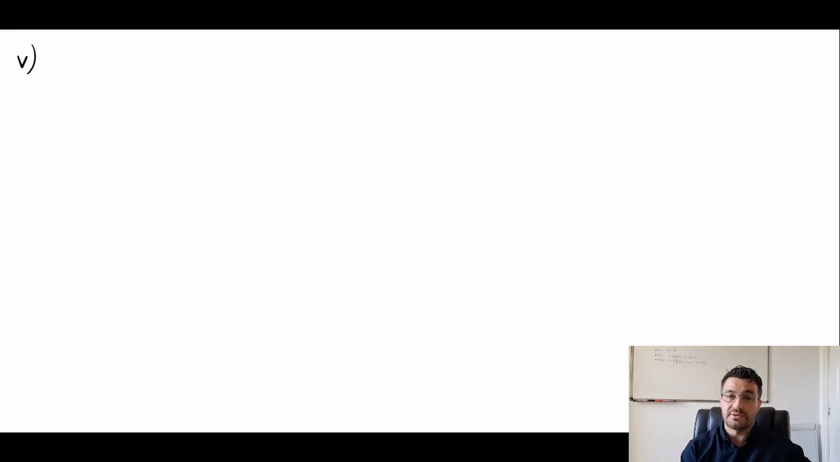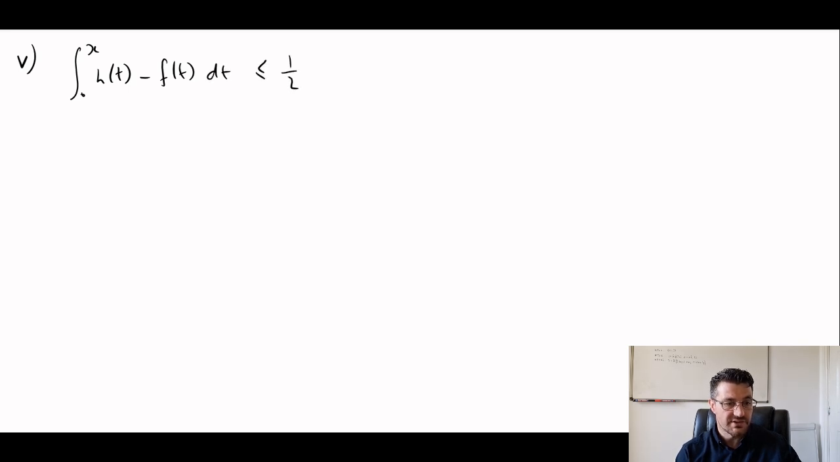You might be able to find it out if you are able to use other properties of exponentials and things like that, but it's just irrelevant to what we need. Explain why the integral from 0 to x of h of t minus f of t dt is less than or equal to half times h of x naught minus f of x naught.